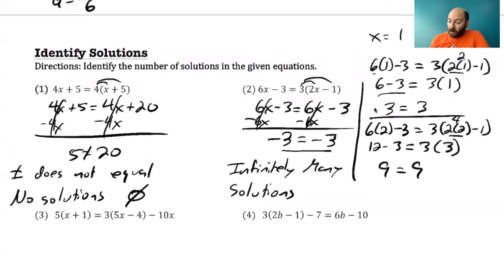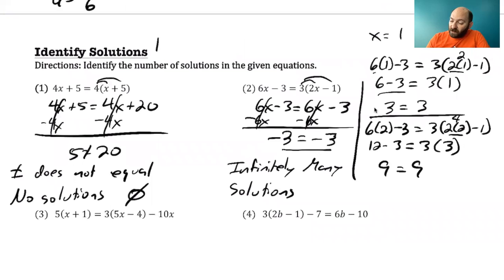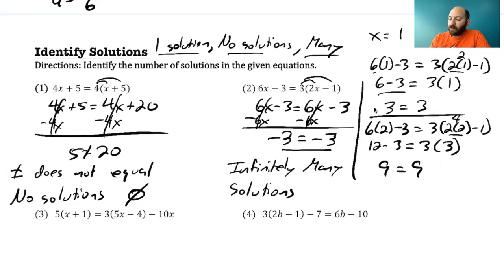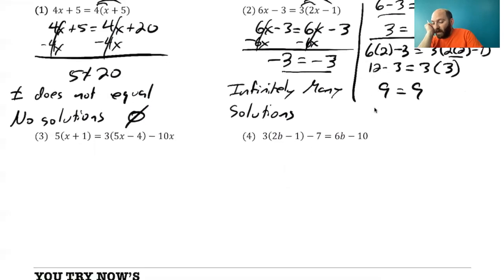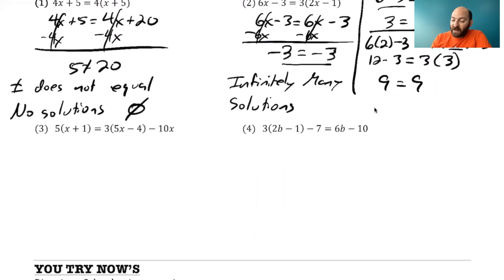So we have 3 possibilities for identifying solutions. We have one solution, which is what we've dealt with so far. We found a value that is representing that variable. We could have no solutions, or we can have many solutions. Those are our 3 possibilities here. One, none, and many. Okay, and that's really what it boils down to: how do we identify that? A false statement is no solution. A true statement is infinitely many. And sometimes you still get one solution.